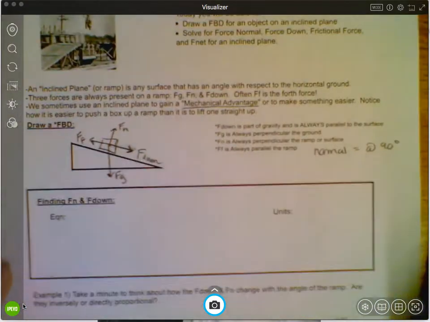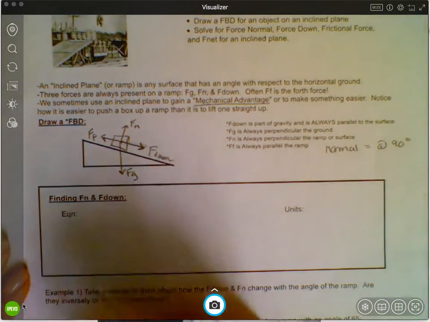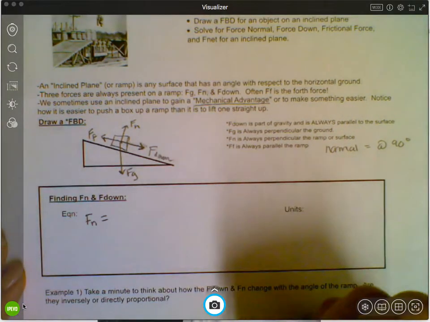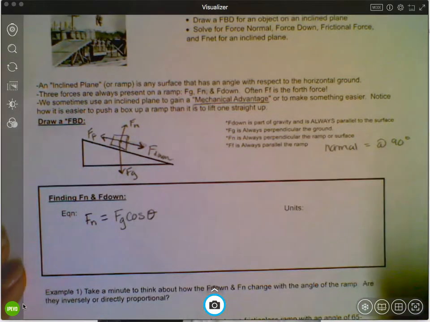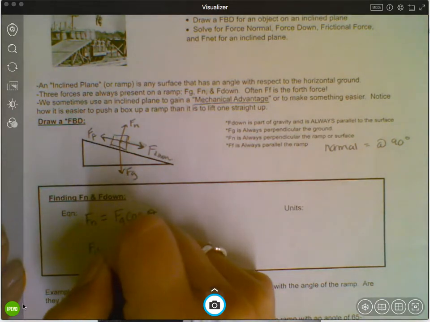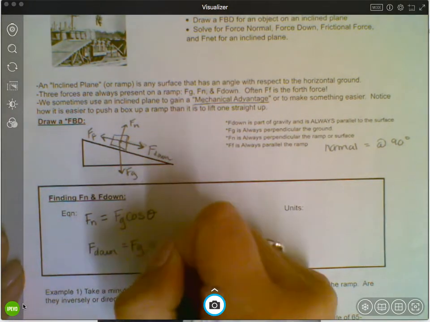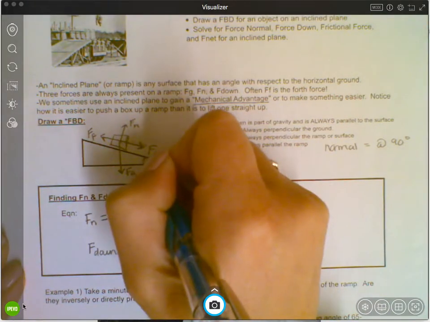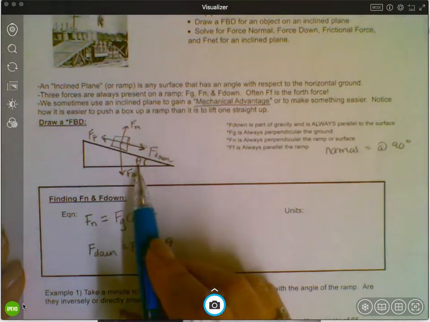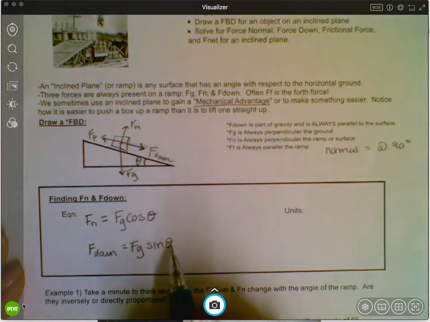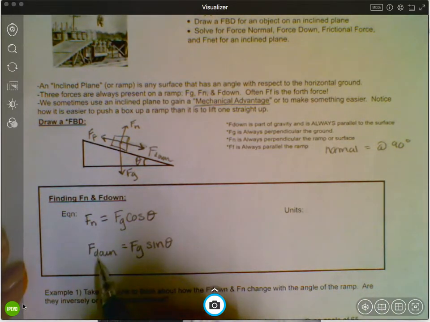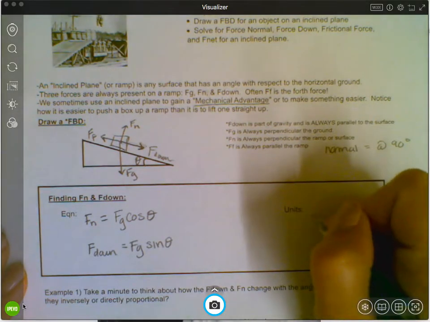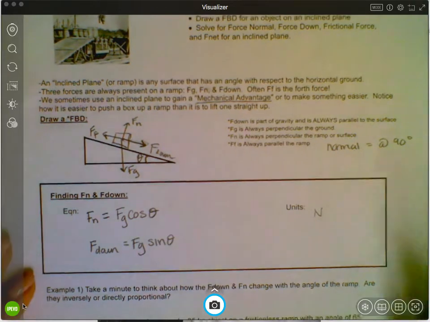Okay. All right, finding normal force and F down. So we actually have two equations to add to our notes now, and the normal force equation is force of gravity times cosine theta, okay, and the force down is the force of gravity times sine theta, where theta is the angle of the ramp, and it would usually be right there, okay, it's the angle that the ramp is at, so that theta is that theta, and then force of gravity is just force of gravity, right? So most of the time we can find these pretty easily if we're given these two things. The units of both of those things would be newtons because they're both forces, okay?